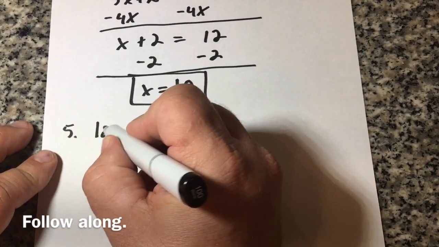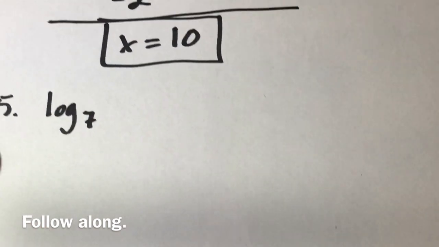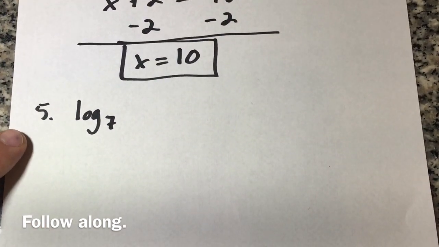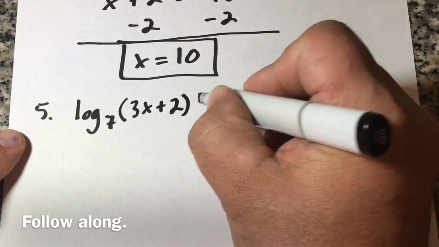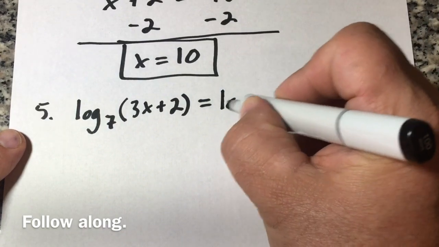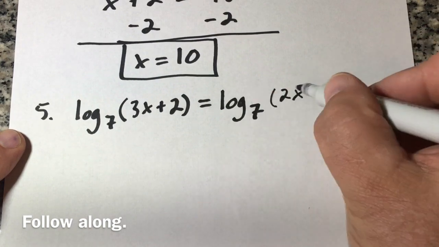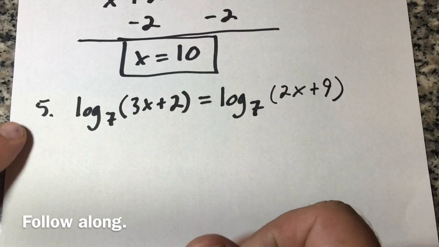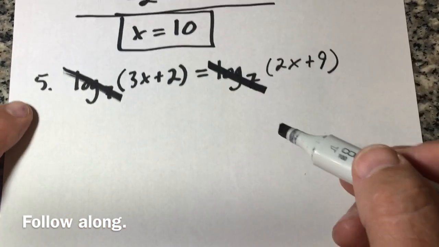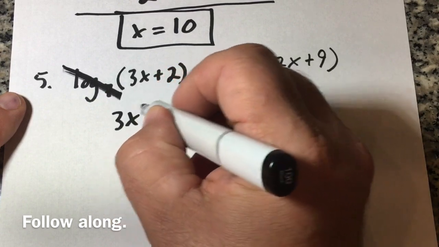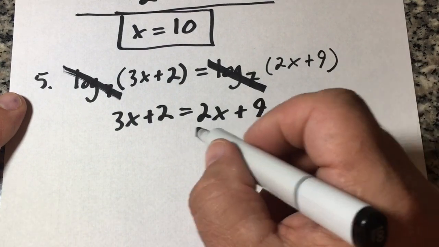This one is a little bit different. Now it's a log base 7 of 3x plus 2 equals log base 7 of 2x plus 9. And because they're both log base 7, they're common logs, I can eliminate those. And then this is going to give me 3x plus 2 is equal to 2x plus 9. Subtract 2x.